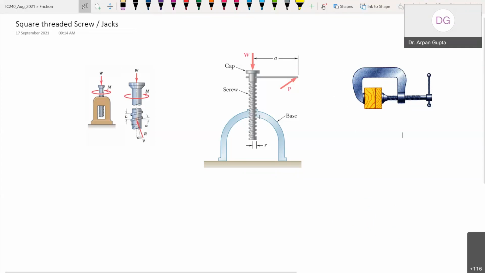Even, for example, if you visit some temples, you will have some things to break the coconuts, right? So all these types of small machines operate on the principle of screw jacks or square threaded screws. So in this lecture, we are going to study how we analyze such types of systems.